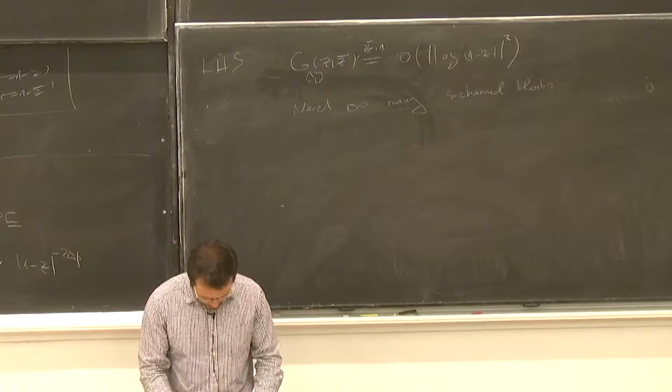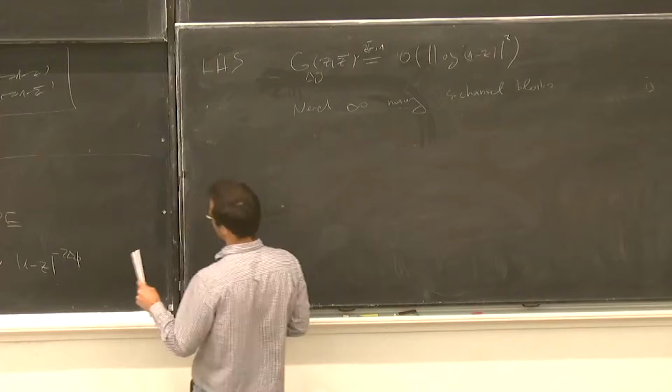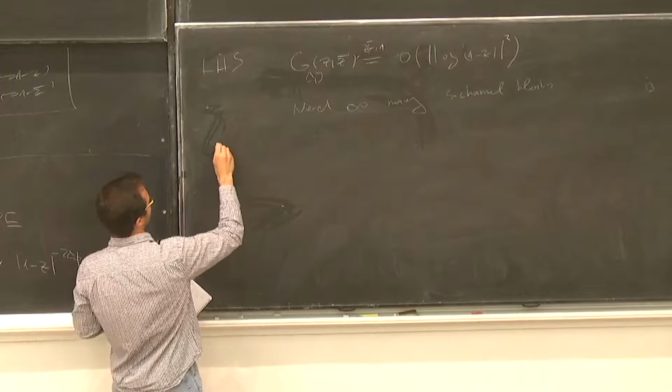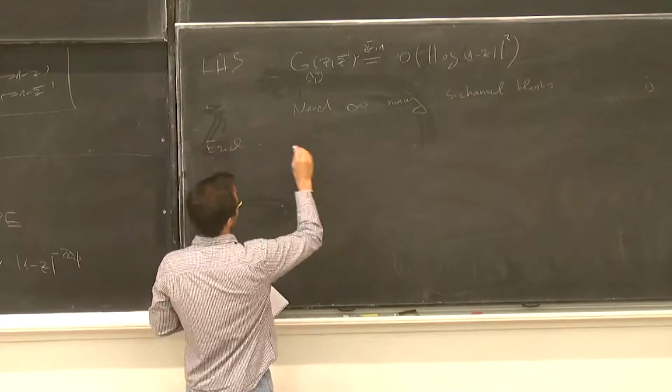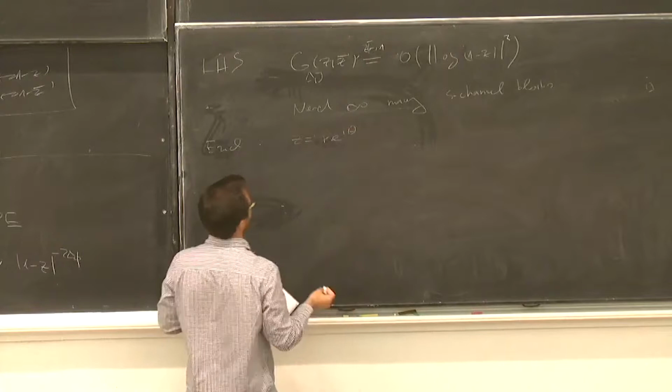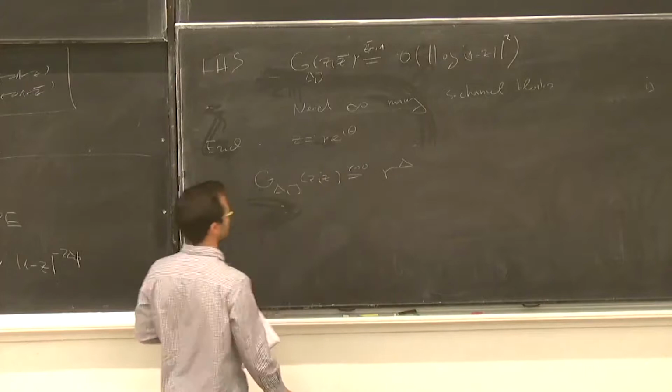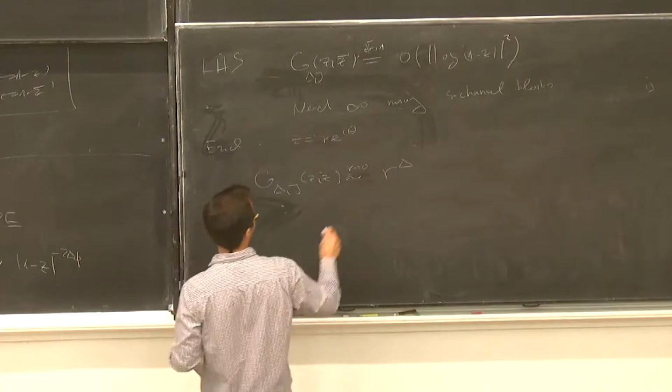Yeah, just in case you don't know, there is one thing which I used here about conformal blocks, the small z z bar behavior. In Euclidean signature, when I write z as r times e to the i phi, then the conformal block as r goes to zero behaves like r to the delta. It is because of this that the t-channel sum is dominated by identity.